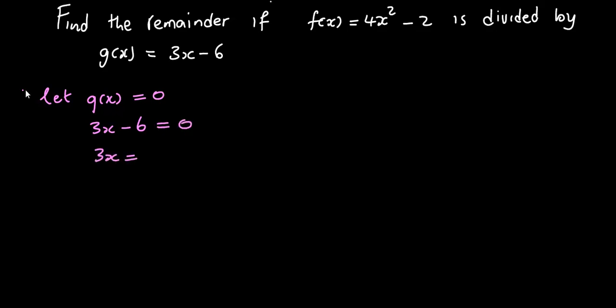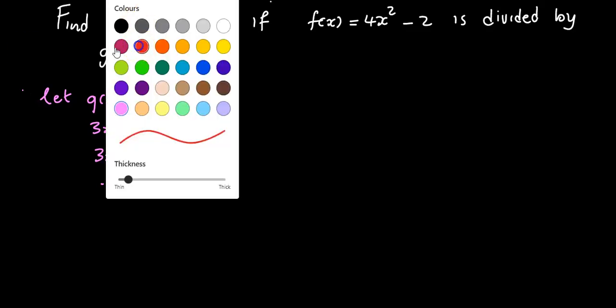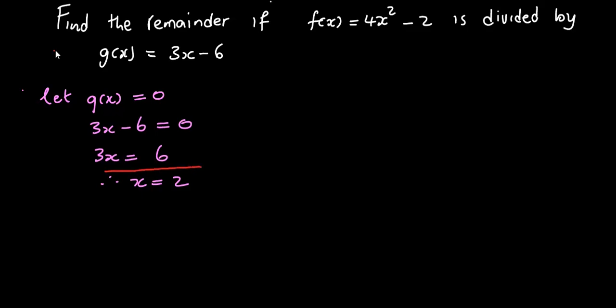This will be 3x equals 6. When you divide both sides by 3, x is just 2. So we have the value of x.